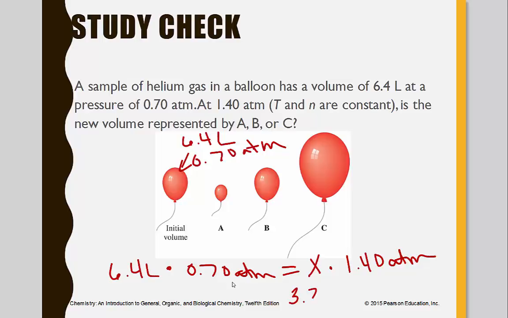That is actually half the amount that we initially had. That means that the balloon is going to be smaller, so it's going to be A. It might not look like half, but that's our only option that's actually smaller. And that is Boyle's law.